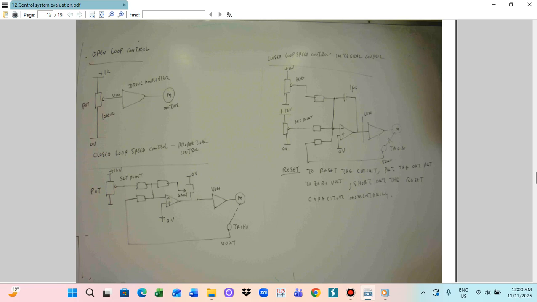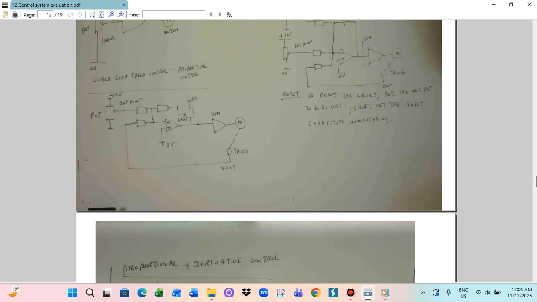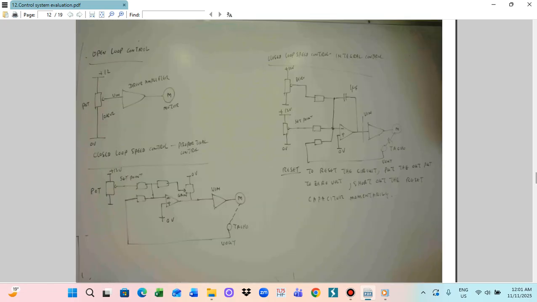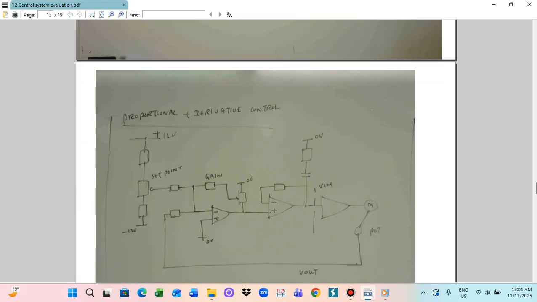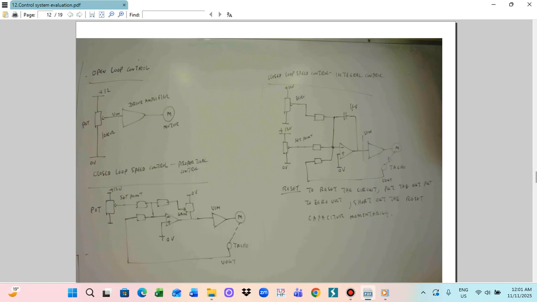So this connection we use for the integrated control system. In the integrated control system, you have to put two set points. One is for the proportional control, and this is another set point. This way you can make the reset action. So we put the capacitor here for the integrated control. When you are resetting the circuit, put the output to 0 volt and short out the feedback capacitor momentarily. So this is for the reset function.